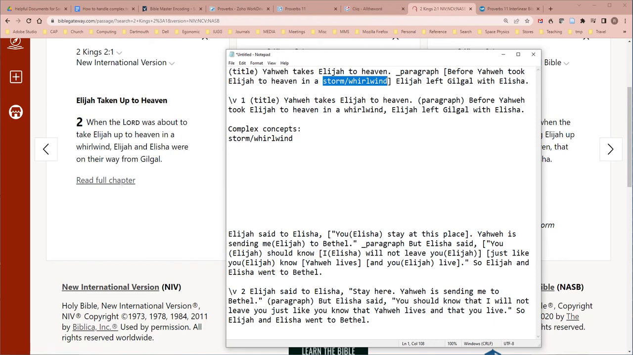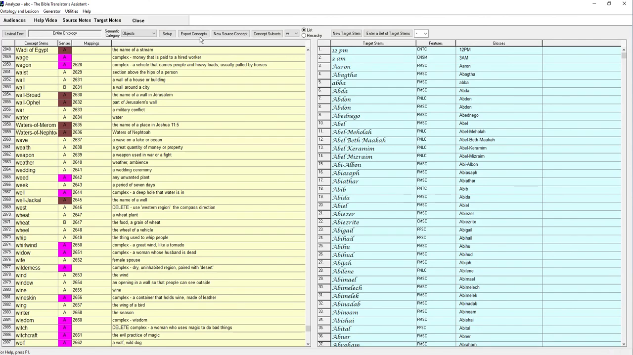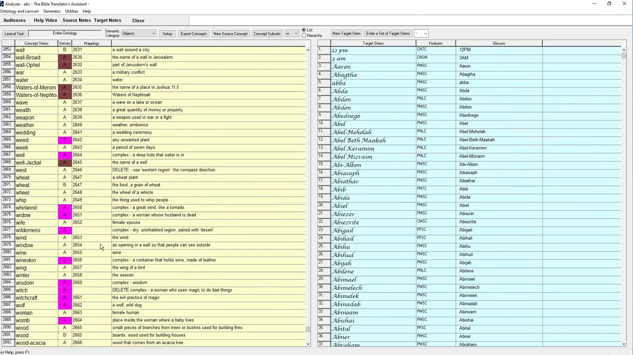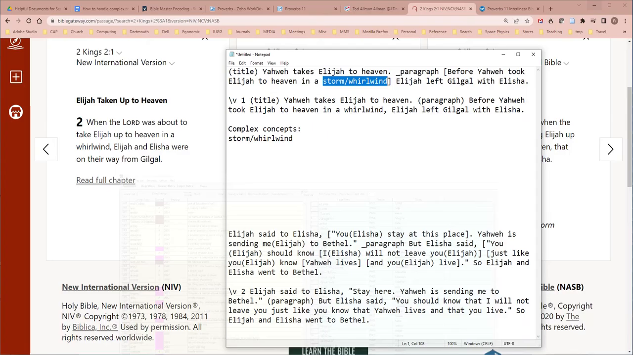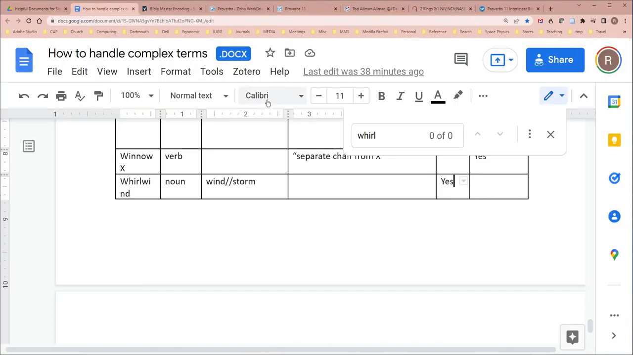You can see that whirlwind is complex. If you go to the ontology and you see right here whirlwind, it's magenta. If you put the mouse over it, it says it's complex. When I went to our how to represent complex concepts, it didn't actually have an entry for whirlwind, so I had to add it. So I write whirlwind is a complex word, and we're going to pair it with wind or storm, and it is going to be in the system.